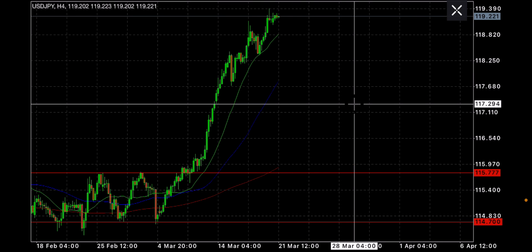Now, just because we're retracing does not mean all of a sudden that the JPY is a strong currency and USD is a weaker currency. That does not change the fundamentals of exactly what's going on. It's just that in order for charts to continue moving forward, you need retracement.